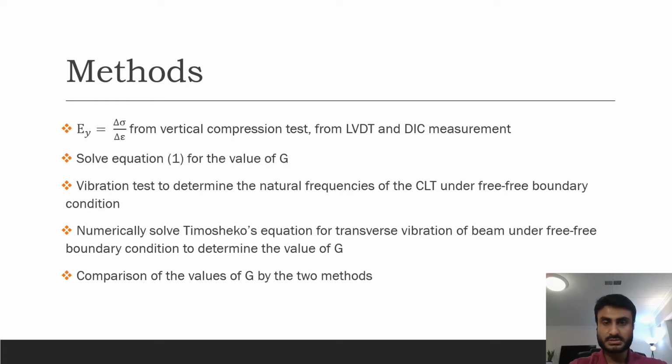The proposed model's only input property from compression test is the value of E sub y. The other input parameters of equation 1 can be determined from the material properties of CLT. Then equation 1 can be solved for the shear modulus value. Shear modulus was also determined from impact vibration test. The values from the two methods were compared to determine their consistency.